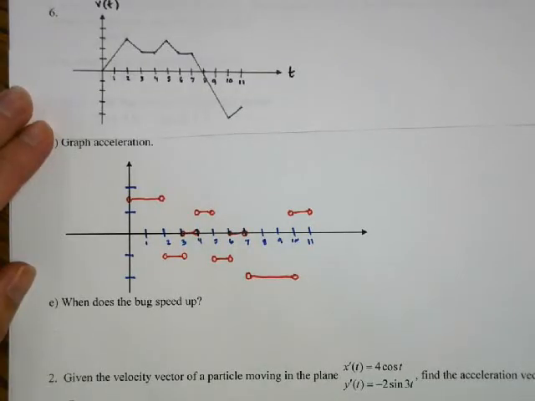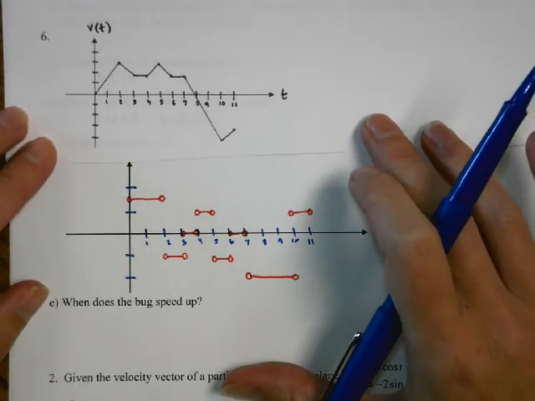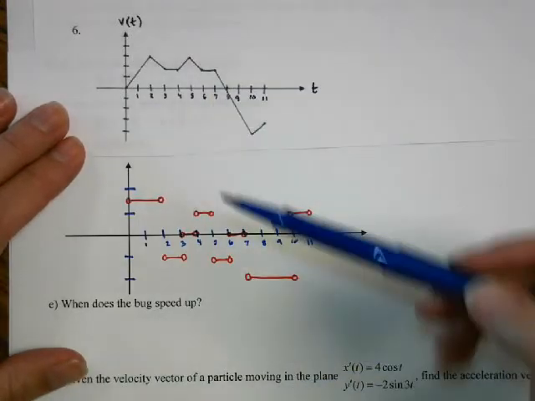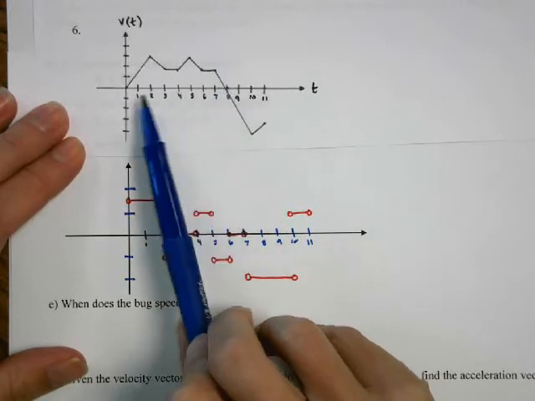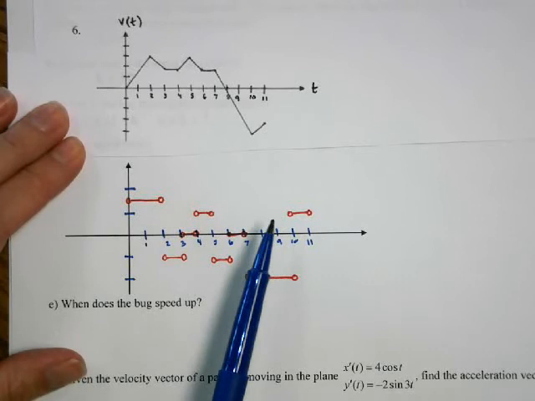So when does the bug speed up? It speeds up when both acceleration and velocity have the same sign. So here's my velocity, here's my acceleration. My velocity is positive from here to here, so anytime between 0 and 8, my acceleration is also positive, we have it speeding up.